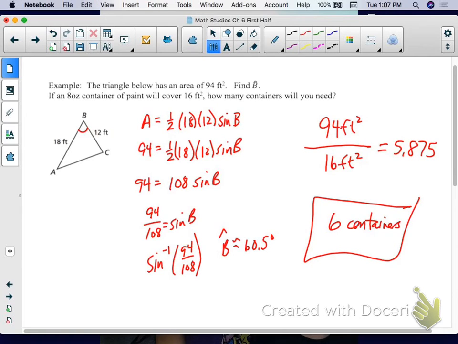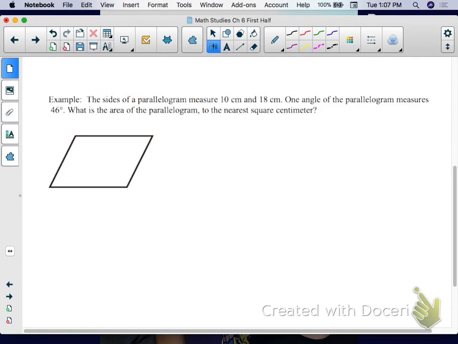Last part here: the sides of a parallelogram measure 10 centimeters and 18 centimeters. One angle of the parallelogram measures 46. What's the area of the parallelogram to the nearest square centimeter? Okay, so a parallelogram, just a reminder, is like a slanted rectangle. So you're going to have two sides that are congruent, top and bottom, left and right. So just going by the sizing of this, let's call this 10 and this 18. So this would also be 18 and this would also be 10.